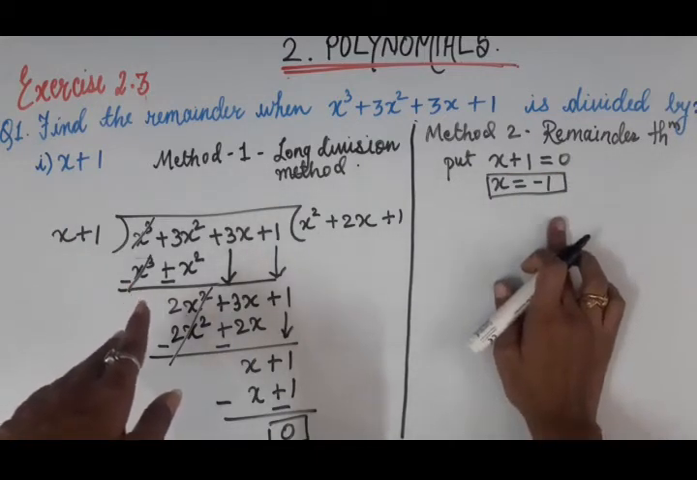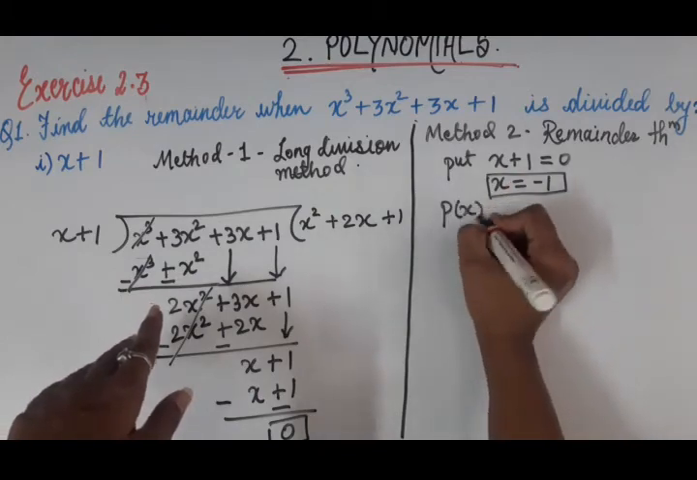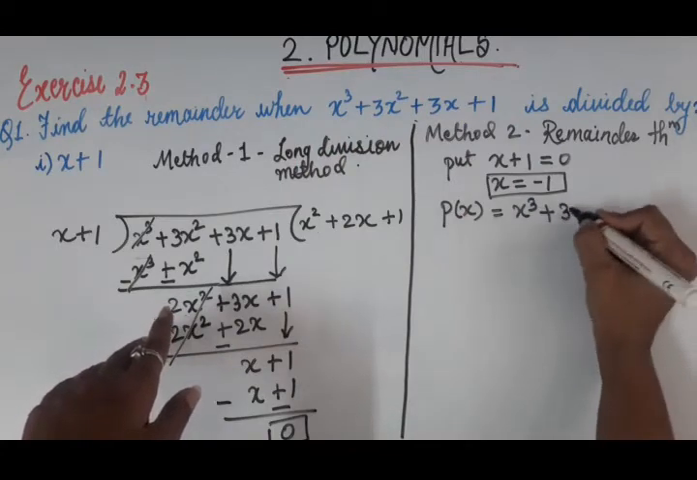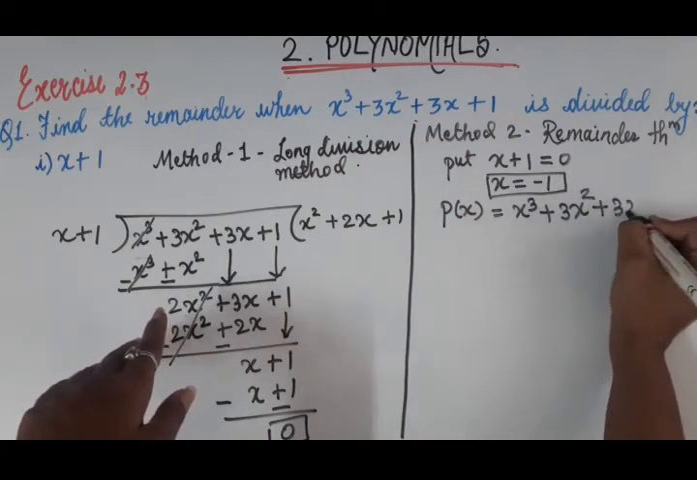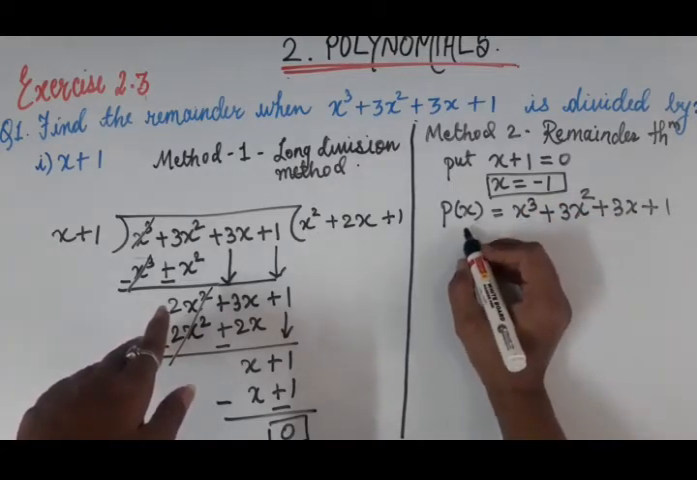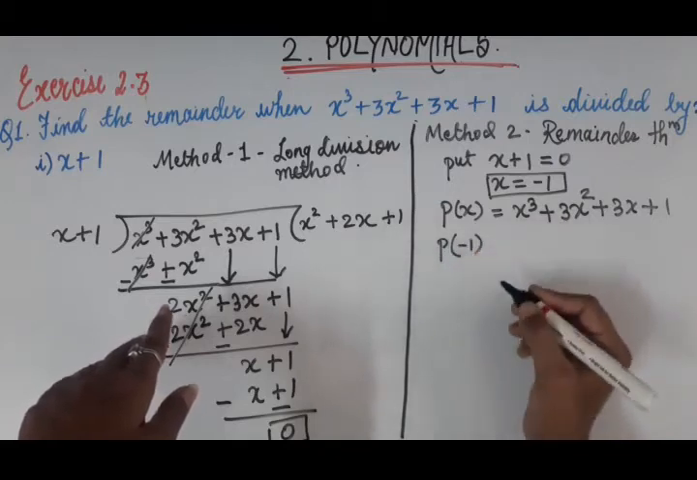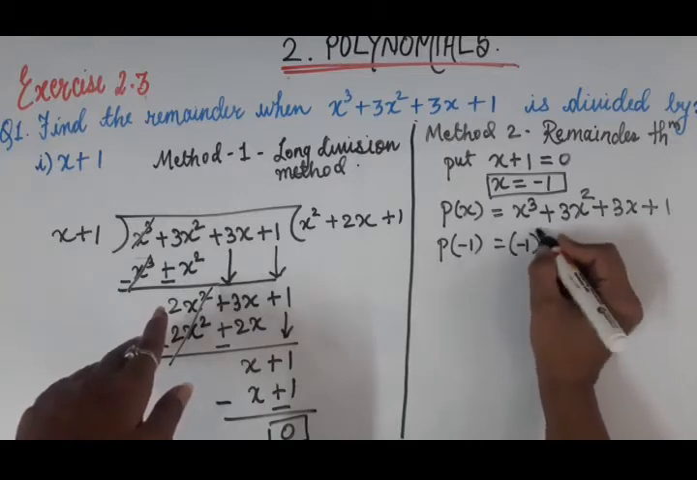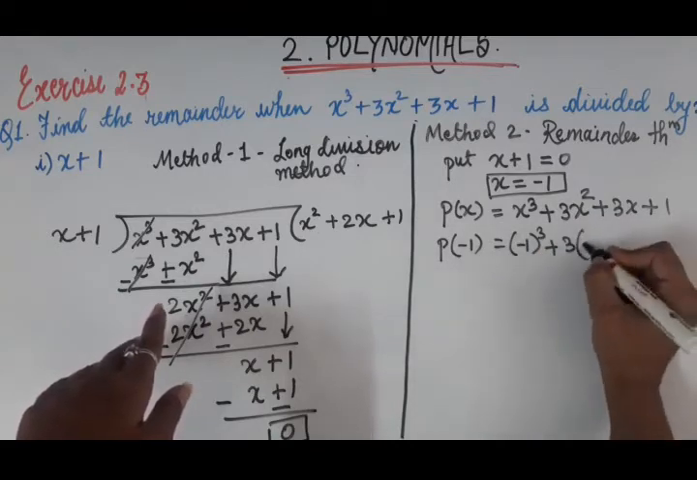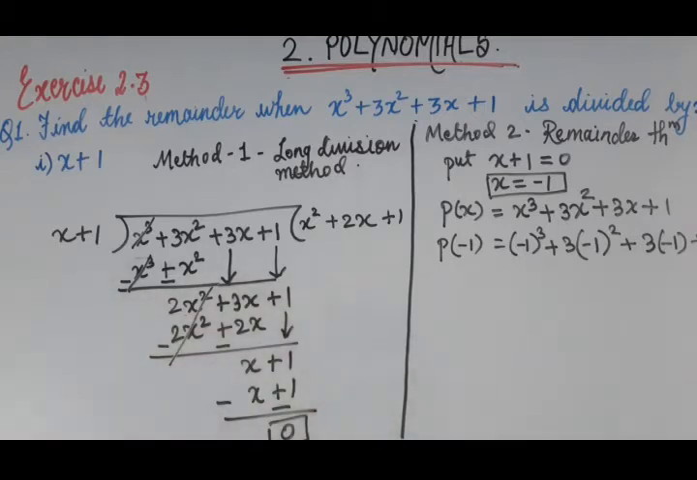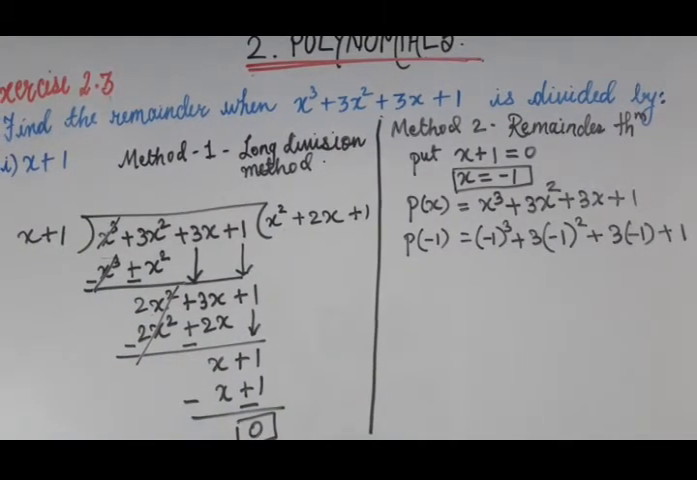Now put that in your dividend. What is your dividend? P of x is x cube plus 3x square plus 3x plus 1. This is your dividend. Now put the zero of the divisor in the dividend. So you will get P of minus 1. Replace x with minus 1. So what will you get? x cube will become minus 1 cube, plus 3 into x square will become minus 1 square, plus 3 into minus 1, plus 1. Now solve it.